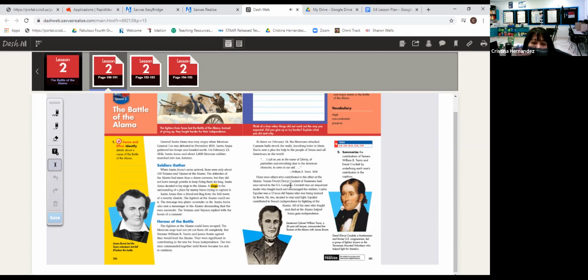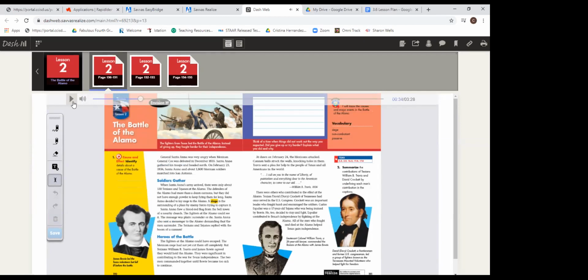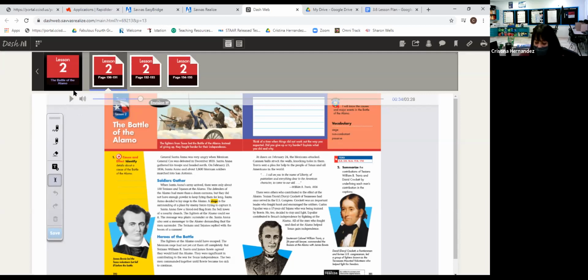The fighters from Texas lost the Battle of the Alamo. Instead of giving up, they fought harder for their independence. Think of a time when things did not work out the way you expected. Did you give up or try harder? Explain what you did and why. That's a good mindset to have going into tomorrow's test. If you didn't do as well as you thought you were going to do, try to do better this time around.